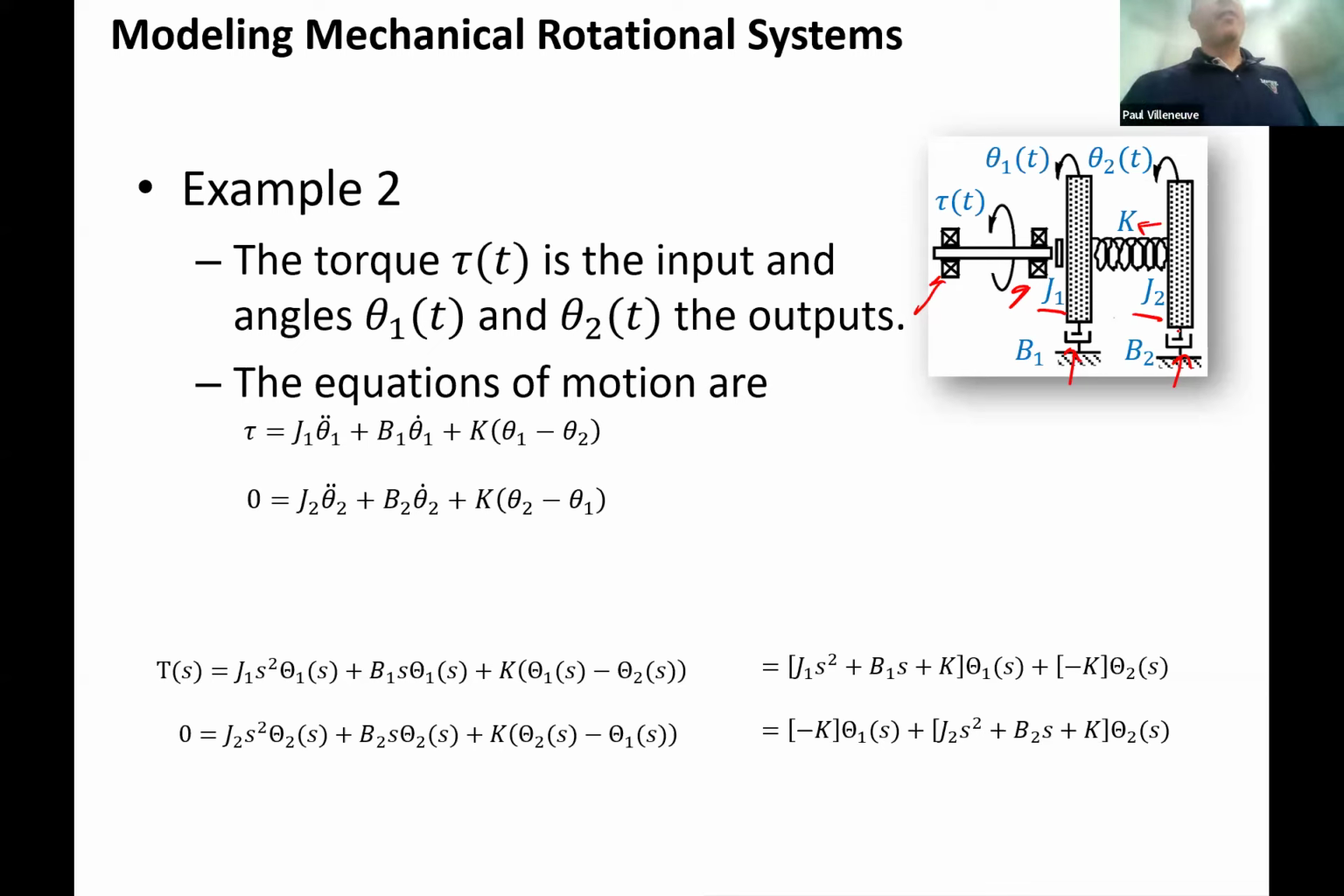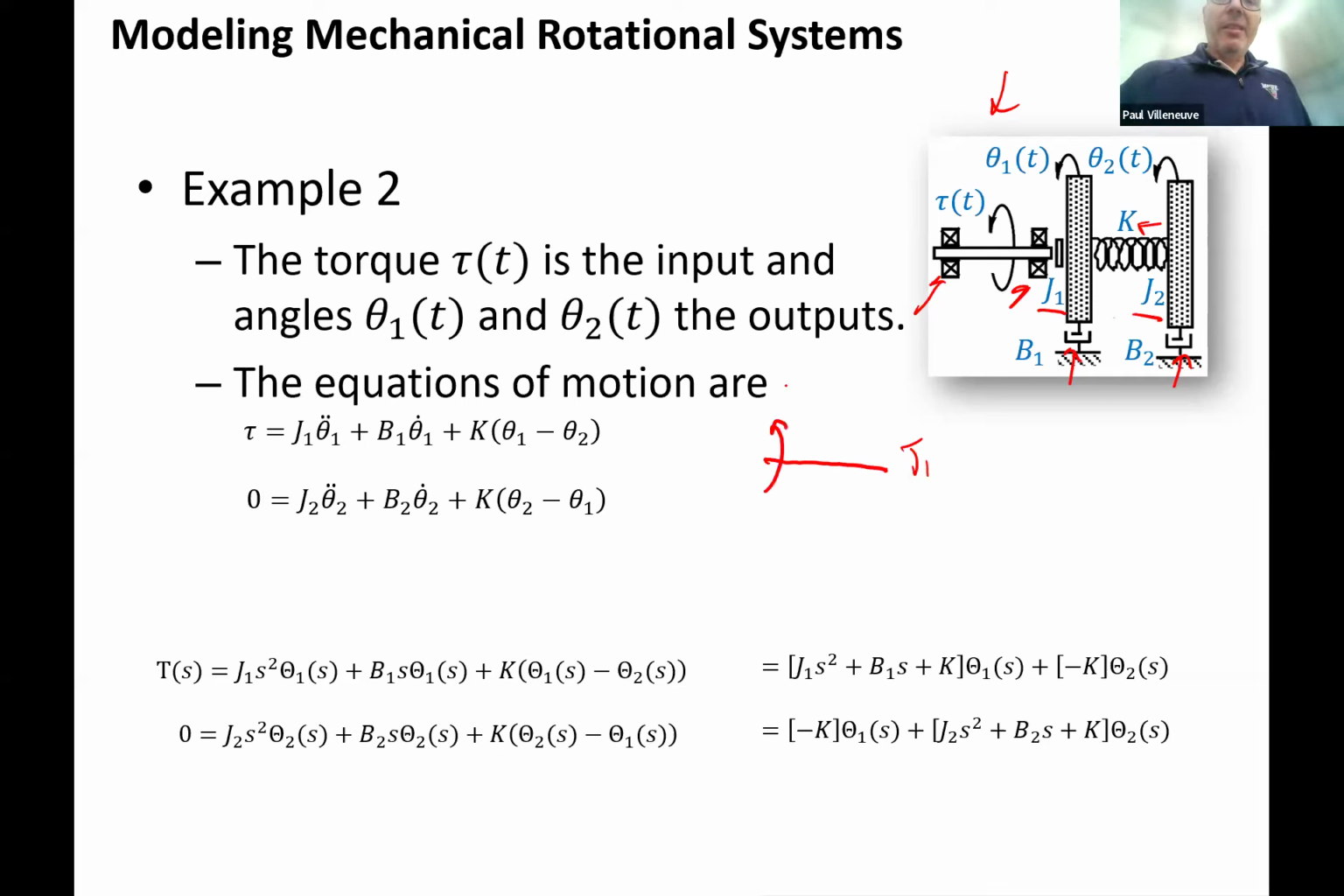And so now we have a theta 1 and a theta 2, which means this might be a good one to use the multi-input, multi-output, or single input, I should say, multi-output approach to doing that. All right. So we're going to have to do two torque balance conditions. Let's go ahead and do our first. And so this is going to be for mass J1.